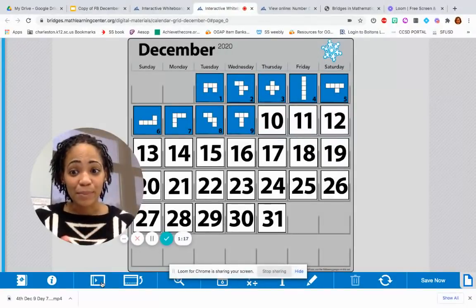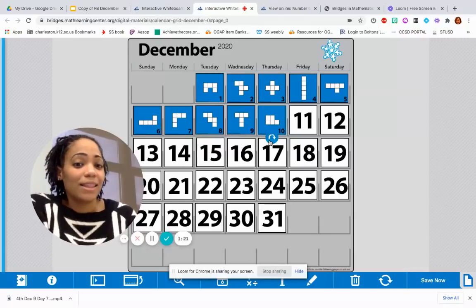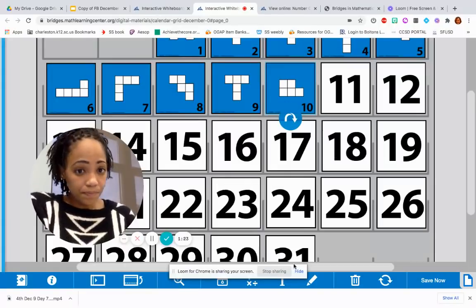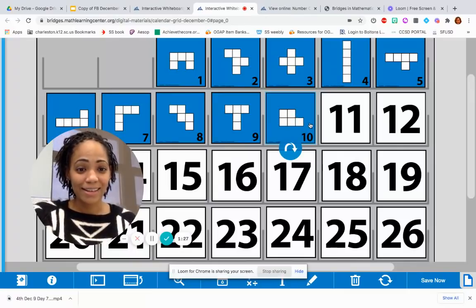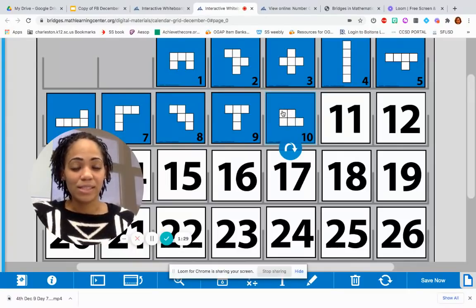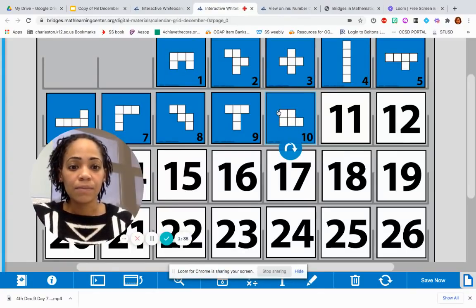So let's get started. Today is December the 10th, and let's look at our calendar marker. It looks like it still has an area of 5 square units. Let's figure out the perimeter. 2, 3, 4, 5, 6, 7, 8, 9, 10. What?